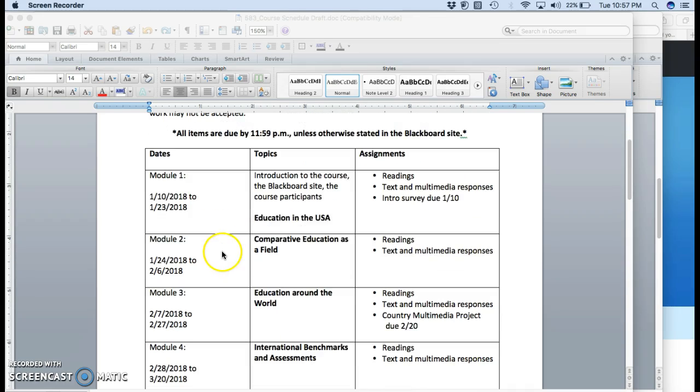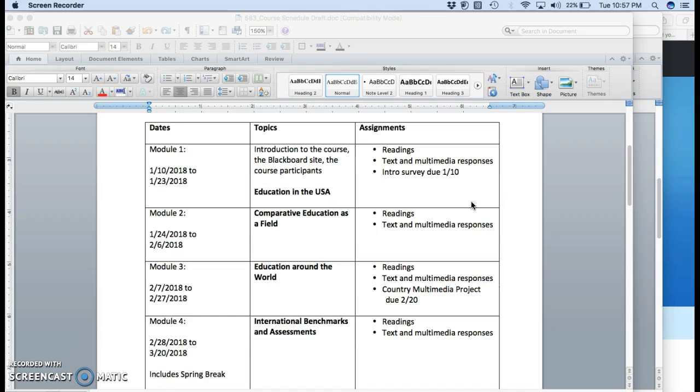In Module 1, we're going to be doing an introduction, also talking about and centering ourselves around education in the United States. Your major assignment due, for points, is the intro survey. You also have text and multimedia responses that are due throughout the module, and those are always outlined in the module task list for each module with the specific due dates.